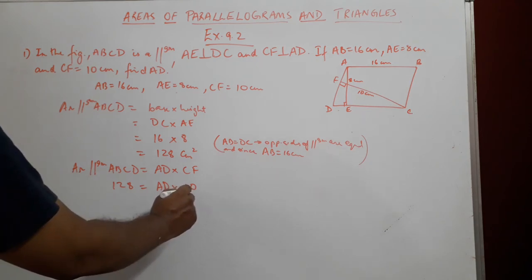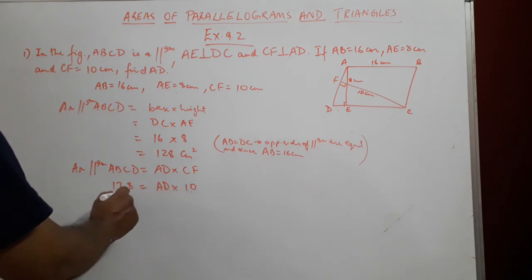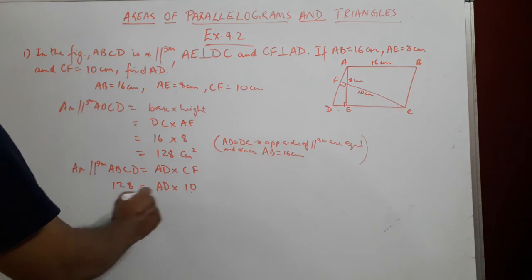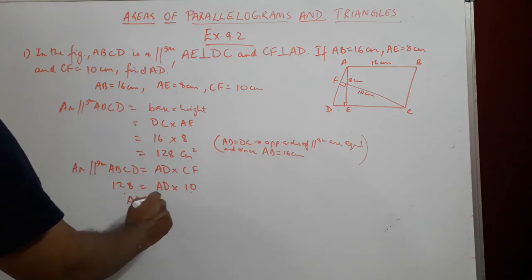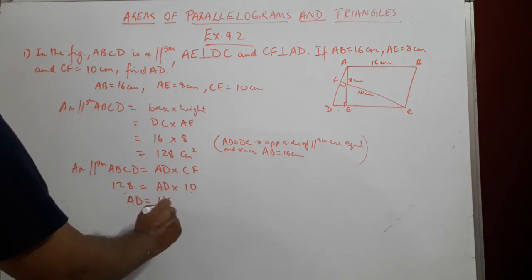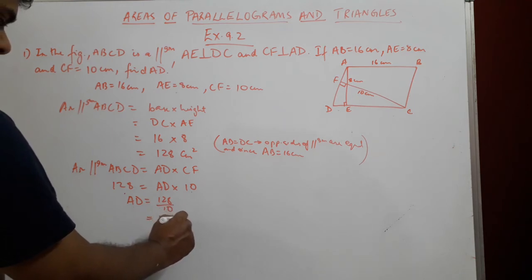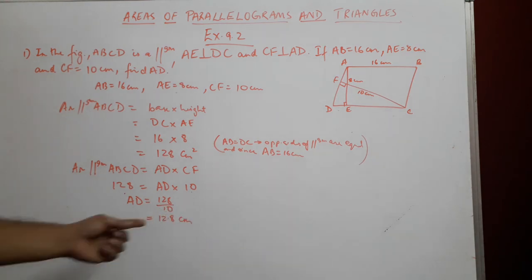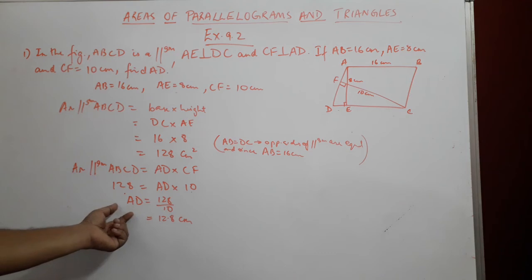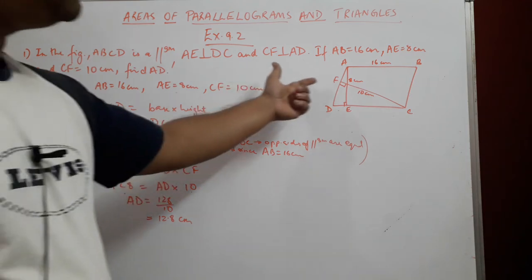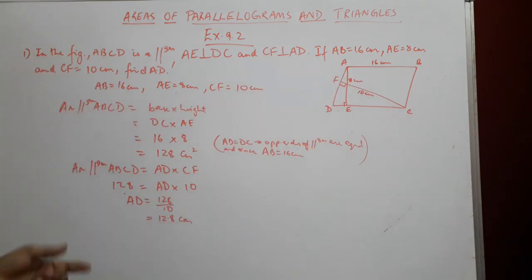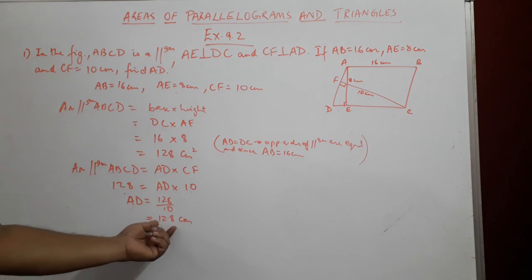So when I bring 10 on this side, it gets divided. So it will be AD equal to 128 upon 10. That will give us 12.8 centimeters. Okay, not square centimeters. Remember, this is not an area. We are just finding the length of one of the sides of the parallelogram. So it will just be centimeters. So we found it as 12.8 centimeters.